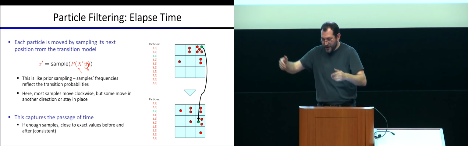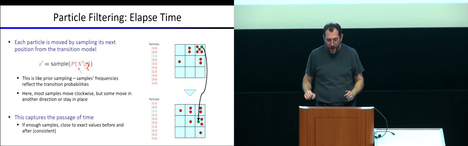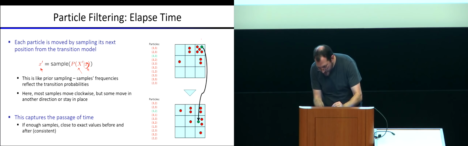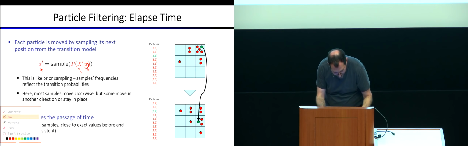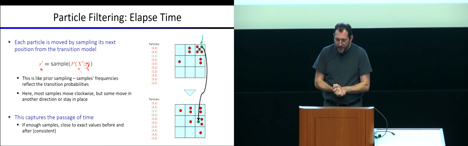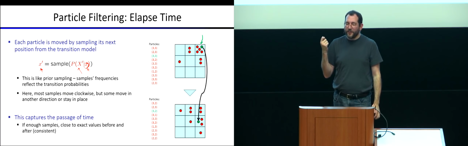I'll map it onto the various outcomes, and let's say it'll go to the square below. That is my new value x prime. So for example, this green particle here is at 3, 3. I will look up and say, in my HMM, where do things go from 3, 3?